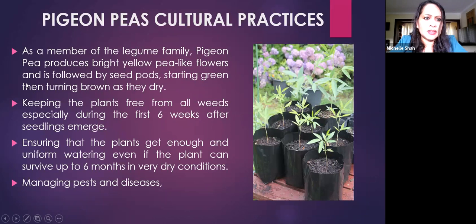Pigeon pea cultural practices. As the pea is a member of the legume family, it produces bright yellow pea-like flowers followed by seed pods starting green in color, then turning brown as they dry. Keep the plants free from all weeds, especially during the first 6 weeks after seedlings emerge. Ensure that the plants get enough and uniform watering, even though the plant can survive up to 6 months in very dry conditions. Manage pests and diseases. These are basic practices for healthy plants: keep weeds down during the first 6 weeks after seedlings emerge and control pests and disease as time passes.